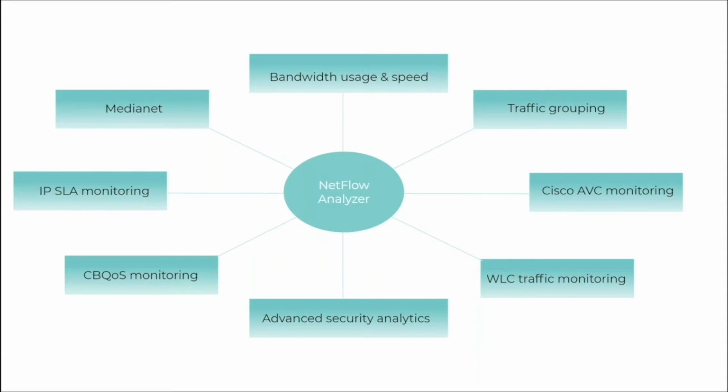We can talk to you about different kinds of monitoring available with our product, like Cisco's AVC, Application Visibility and Control, that talks to you about how application usage is. The wireless LAN controller traffic that is being monitored, WLC. You have CBQoS monitoring, so class-based QoS can be monitored with us. IPSLA for your VoIP and WAN connection. Medianet and multicast monitoring is also available.